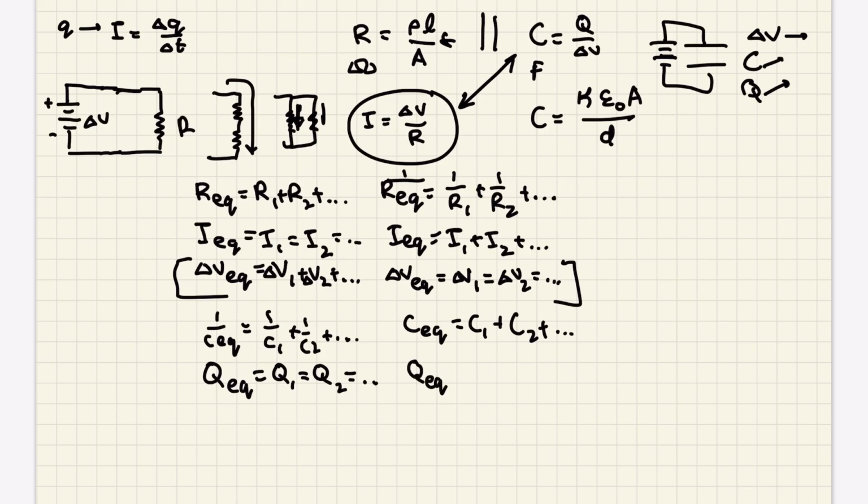And so what about in parallel? It's going to be kind of like current again. You just add up all the charges and you're going to get the total charge. And so the only thing that's common between them is this potential difference. You cannot really talk about current through a capacitor or charge on a resistor or anything like that.